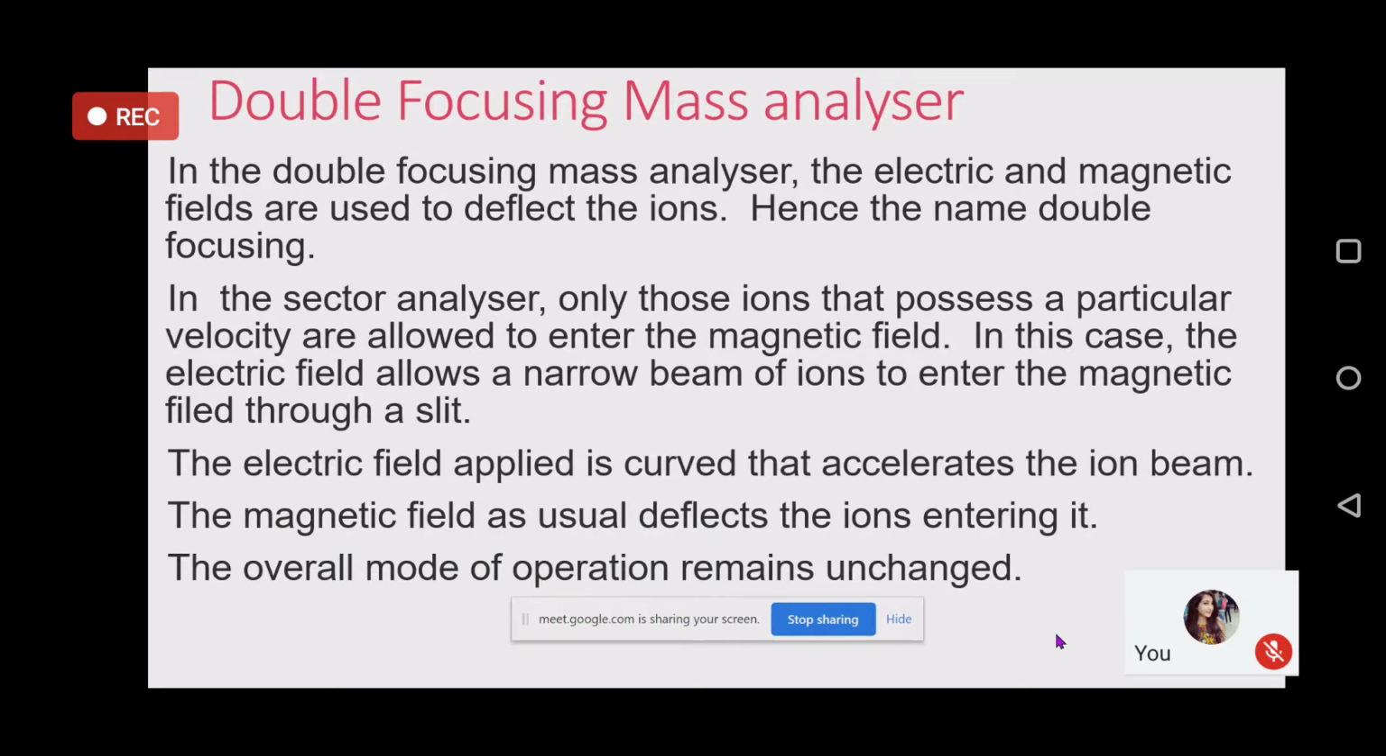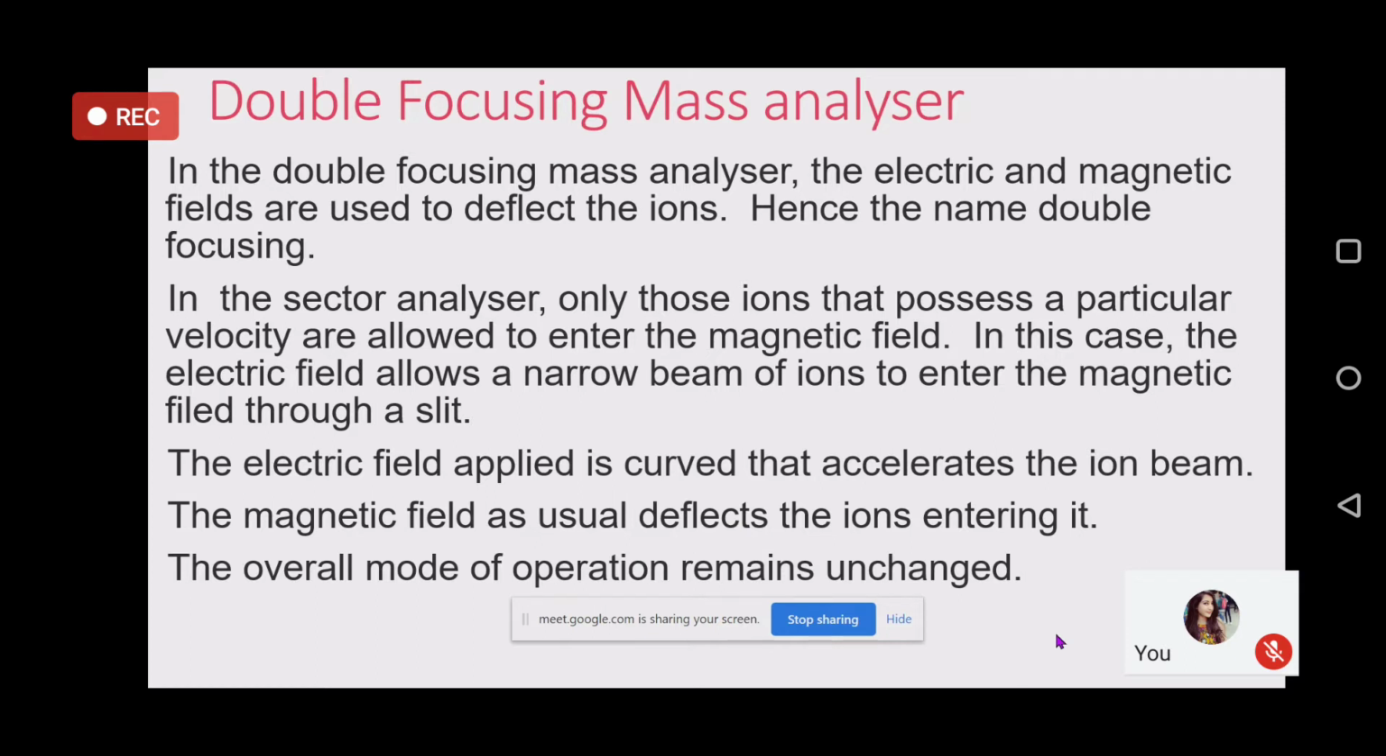Now, what exactly do you mean by double focusing, and why is it necessary? A single sector mass analyzer or single focusing mass analyzer is what you have been using. In the first case, what we discussed so far was a single sector mass analyzer or single focusing mass analyzer, as it will be called. Now, why is double focusing necessary then?